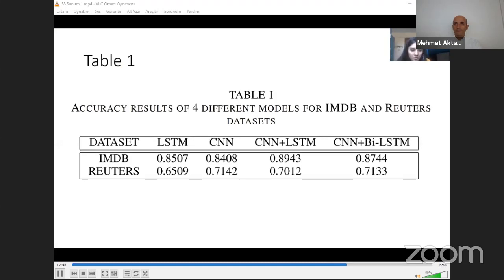For Reuters, the reason for the accuracy being less than 80% is that the Reuters dataset has 46 labels, or 46 classes, and fewer training samples per class. If we divide the dataset with a 0.2 test split, then we get 195 samples per class for training. So it was difficult to train our networks with such a small amount of data, and that's why the accuracy dropped below 80%.